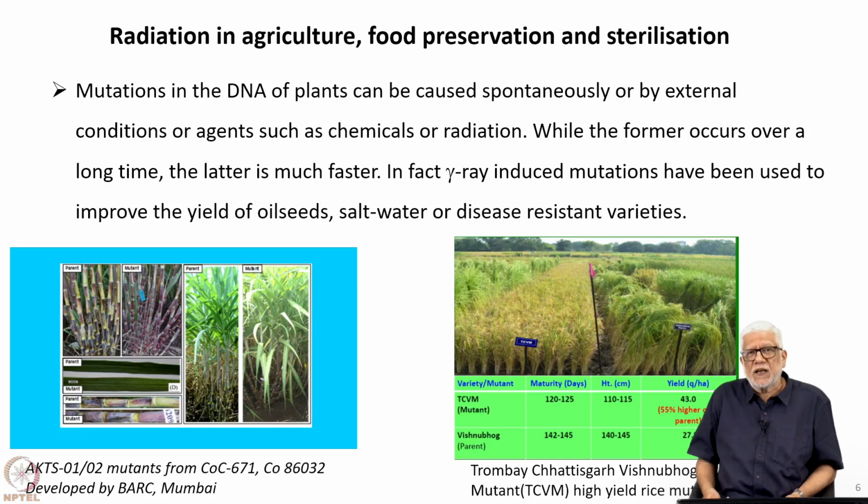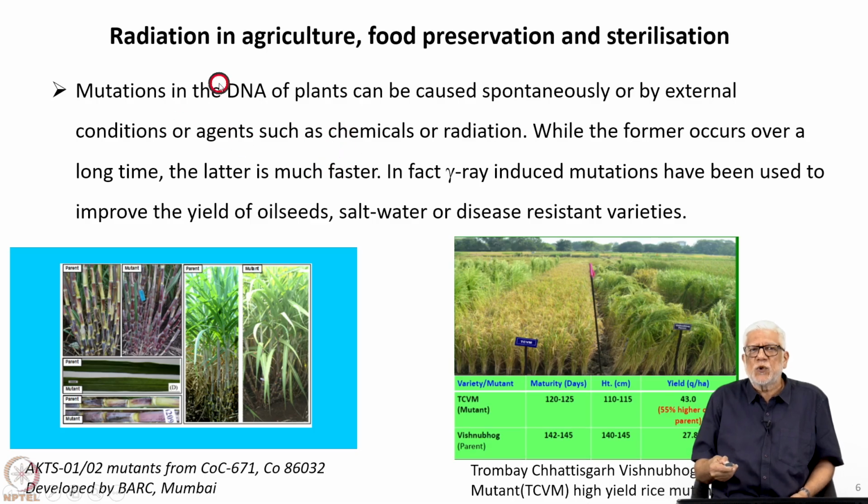Radiation has also been used in agriculture, food preservation and sterilization, and these are examples taken from documentation of the Bhabha Atomic Research Center in Mumbai, where they have produced mutants to increase the yields of some of the crops. For instance, the classic thing that they have done is to improve the yield as well as the oil content of groundnuts, and this was done maybe about 50 years ago. These groundnuts are widely used in India, particularly in the state of Gujarat, which produces a lot of groundnut.